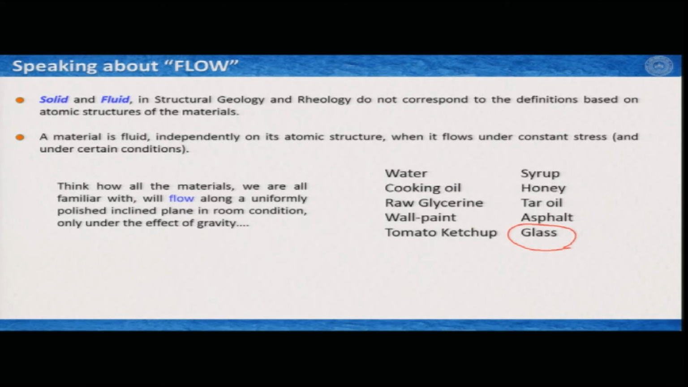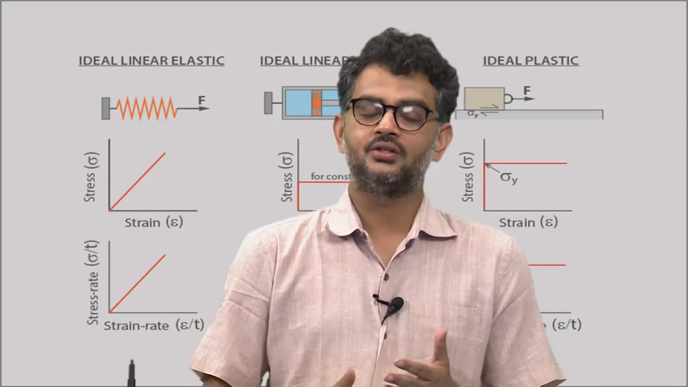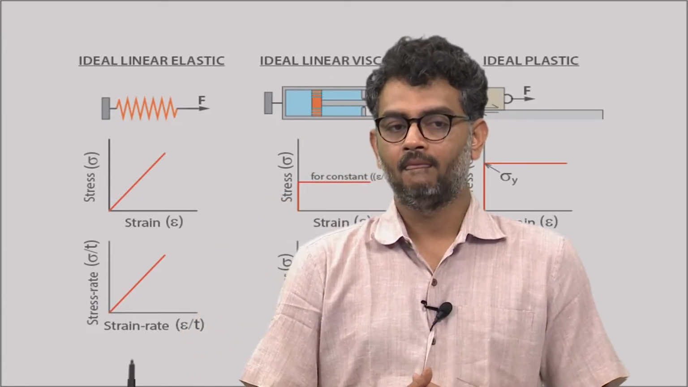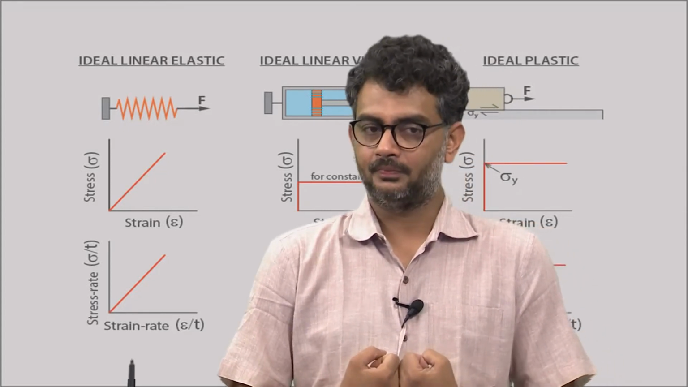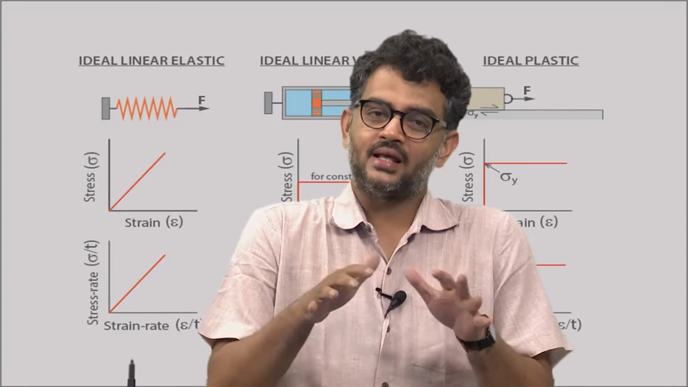And if you release all these fluids at the same time, you will see water is the fastest to touch the base of this sloping plane. And probably tar oil and asphalt, they are extremely sluggish, and to touch the base, it may take a few days. Now, we generally classify all of them as fluid. So, the difference between water, cooking oil, raw glycerine, tomato ketchup and asphalt is in their material properties: they are fluids, but they flow differently under the same conditions.